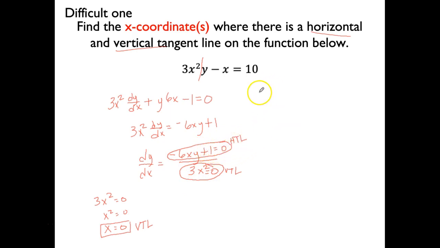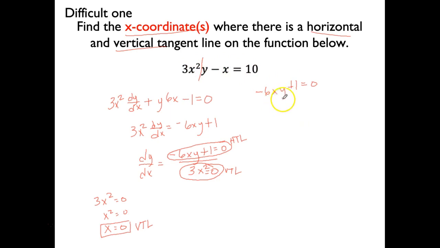Let's solve it. We're going to have negative 6xy plus 1 equals 0. Now here's why it's difficult. I told you to solve for the x coordinate, right? If you solve for x right now, you're going to have the answer in terms of y. That answer is going to have a y in it. But I don't want it to have a y in it. I want it to be a number. So instead of solving for x, we're going to solve for y. And then we can plug that into the y here, and we can solve for x.